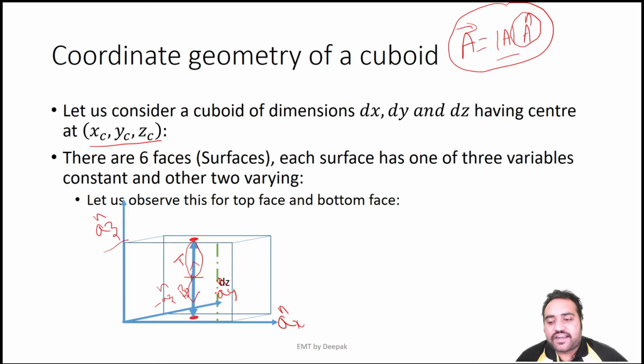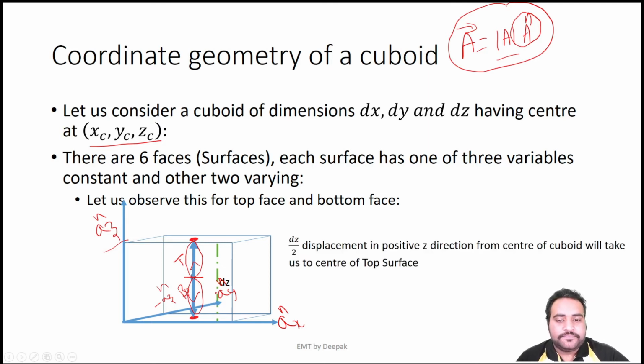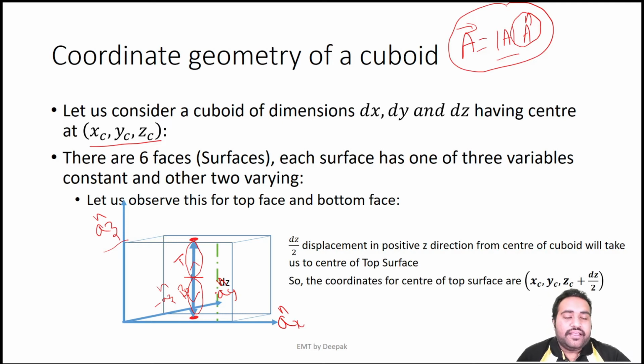This vector would be minus dz by 2 az cap. So to reach the top surface, we need to displace dz by 2 along az cap. So the new point where we reach is xc, yc, zc plus dz by 2. xc and yc do not change because the displacement is only along the z direction. It is very obvious that if you move upward, the value of z will increase. By how much did it increase? It increased by half of the height.